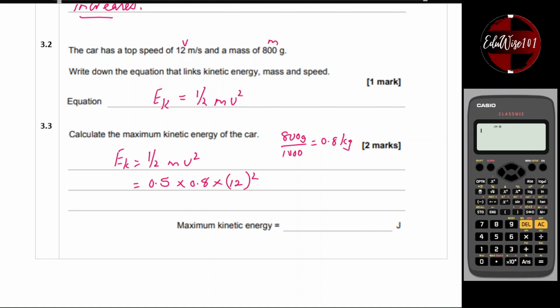So let's find out what the value is. 0.5 times 0.8 times 12 times 12, or 12 squared. That would give me 57.6 joules. 57.6 joules. Next question.